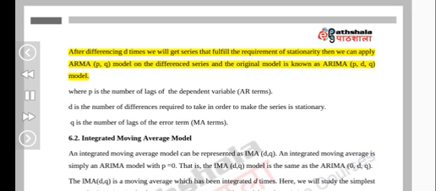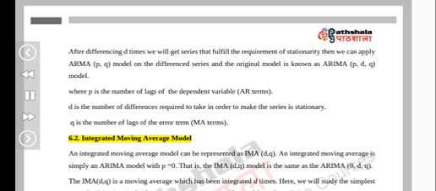After differencing d times we will get a series that fulfills the requirement of stationarity. Then we can apply the ARMA(p, q) model on the differenced series, and the original model is known as the ARIMA(p, d, q) model, where p is the number of lags of the dependent variable, the AR terms. d is the number of differences required to make the series stationary. q is the number of lags of the error term, the MA terms.